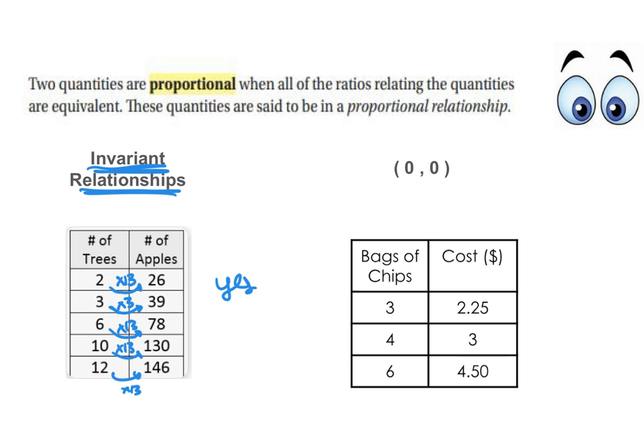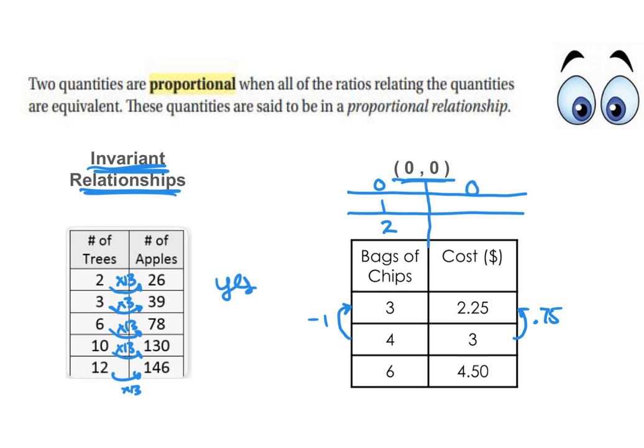Another way to tell by looking at a table is by working backwards to see if you have the point 0, 0 in your table. So in this second example, we see that we move backwards by 1, and we go backwards in cost by 75 cents. So let's extend the table, and let's see, as we extend this table, if we end up with 0, 0. If we do, then we prove that it is proportional.